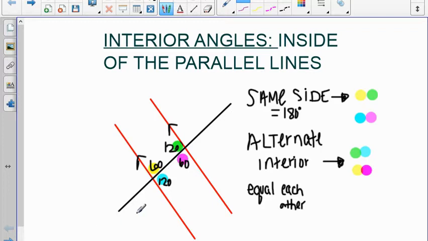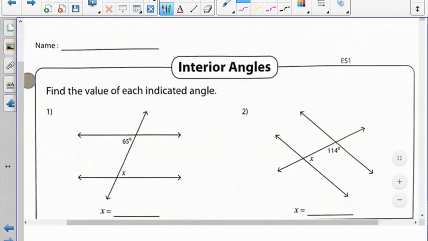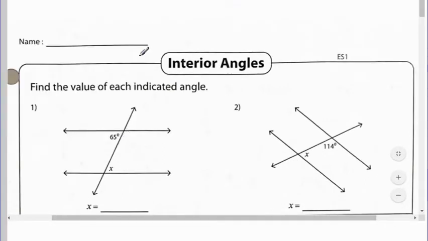We're going to do some problems. This is on your paper now, so you're going to follow along. We're going to do a couple of these problems together. So the first thing you have to do is decide what kind of angles you're looking at. So alternate interior or same side interior. In this case, we're looking at this angle and this angle.